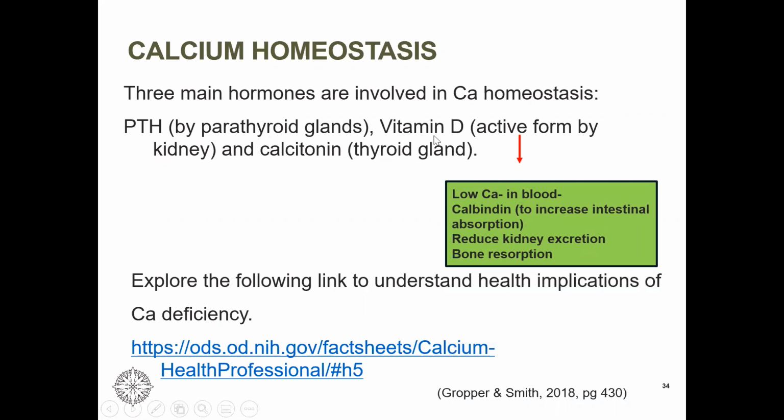Repeating from the absorption slide, whenever there is low calcium in the blood, the body sends a message to PTH that directs the kidney to start secreting active vitamin D. And what does vitamin D do? It increases calbindin numbers so that more and more calcium comes inside. It also reduces kidney excretion of calcium, and it allows bone resorption.